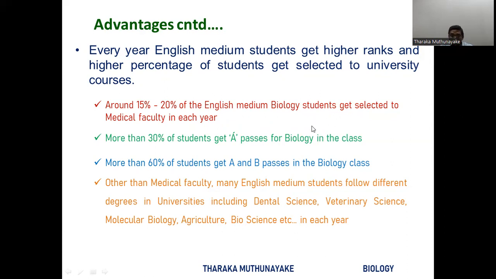Clear? If you consider the amount of A's, more than 30% of the students normally get A passes for biology in class. It's a normal average value. More than 60% of students get A and B passes in the biology class. Most of these students enter different courses in universities. Other than the medical faculty, many English medium students follow different degree programs in universities, including dental science, veterinary science, molecular biology, agriculture, and bioscience, each year. Countless English medium students enter the universities. They perform well in the university, as I told you earlier.